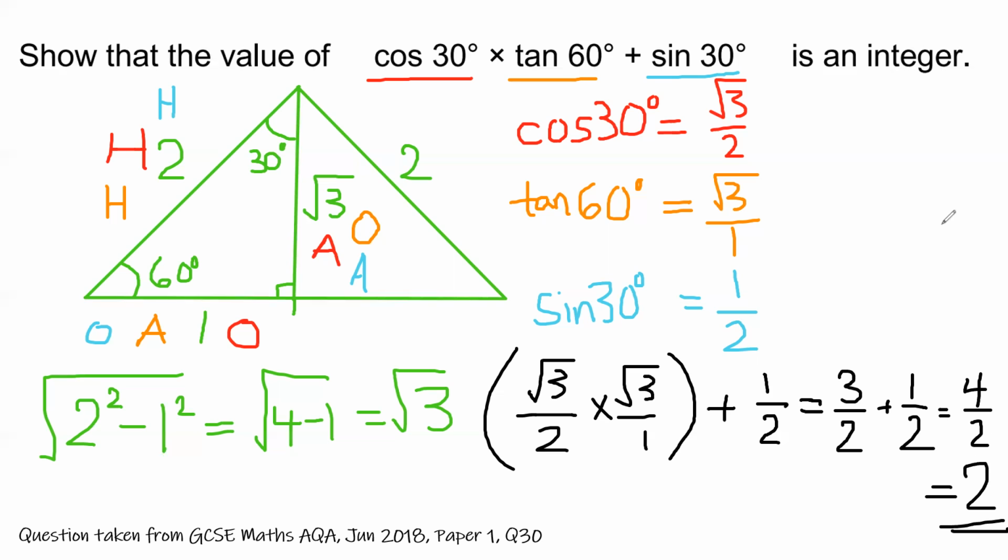So we have got the integer. We've been asked to prove that this is an integer, i.e. a whole number. And look, we've proved that this is equal to 2, which is of course a whole number.